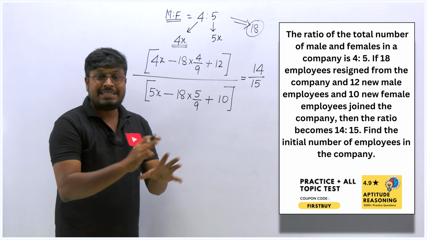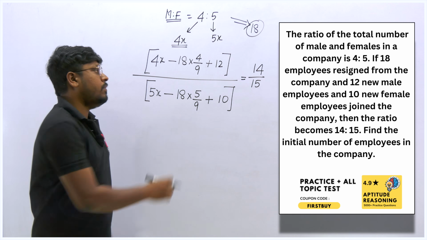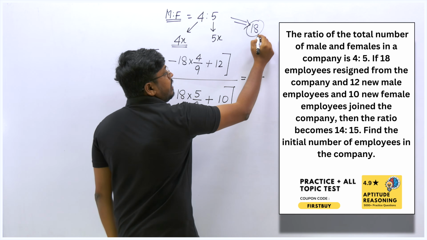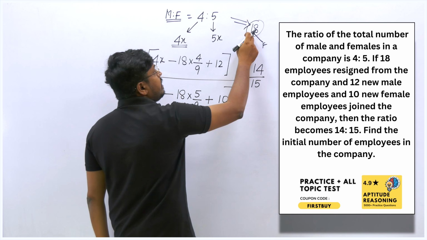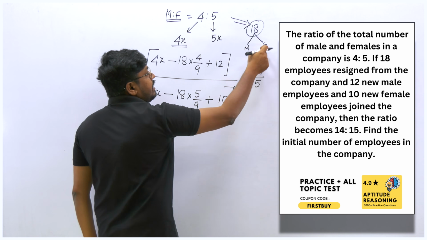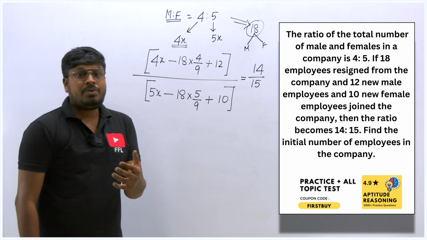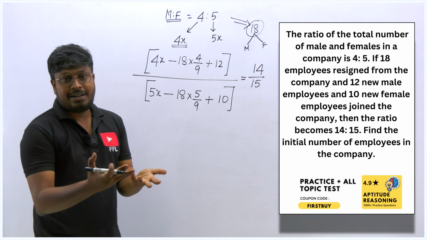This is how I wrote it in a single equation. If you feel this is a confusing part, you can find it separately: out of the total 18, how many male and how many female. 18 into 4 by 9, 18 into 5 by 9. Yes, you can calculate it separately, but make sure to calculate the values faster. Once you write it in a single step, solving will be very simple, right?